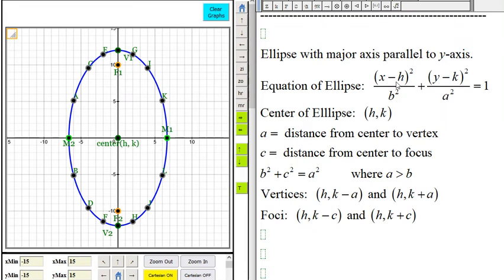The equation will be x minus h squared, and then plus y minus k squared divided by a squared. And so the question becomes, what's the difference between this equation and the other equation?